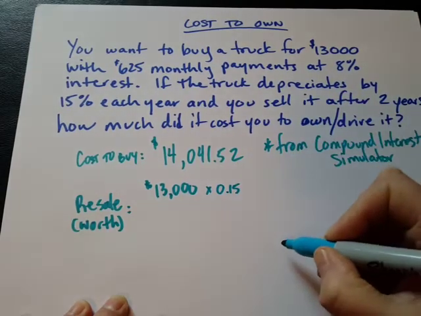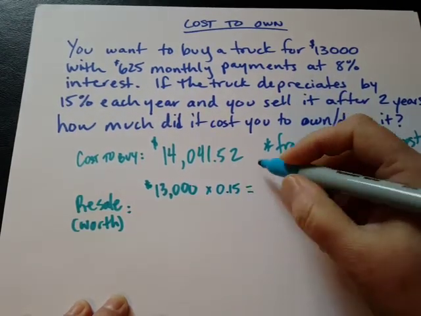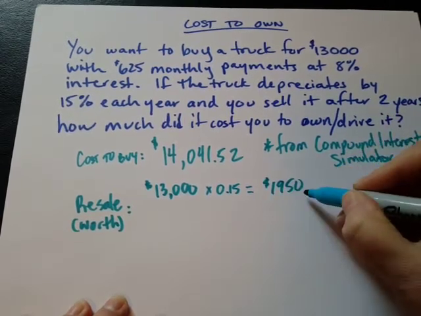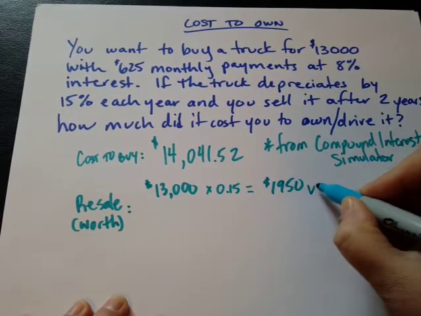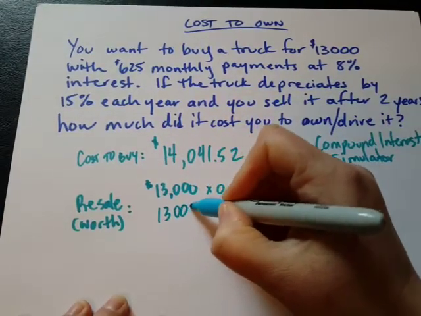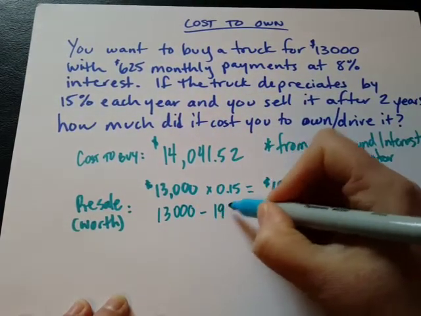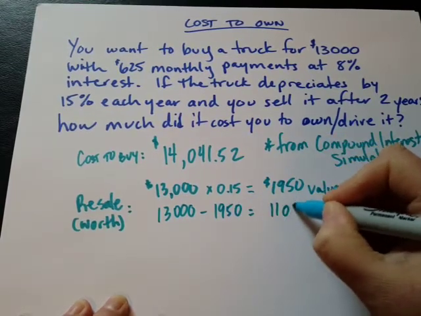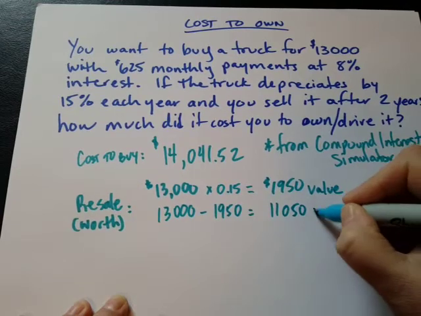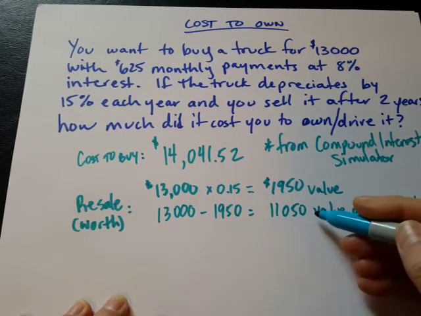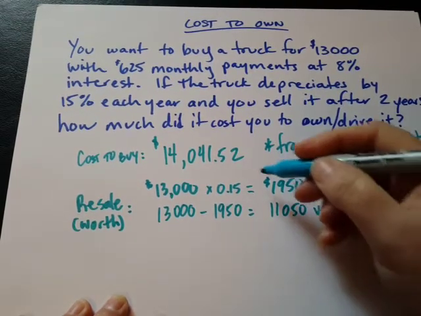So it's going down by 15%. So first we're identifying how much is 15%. So there's $1,950 worth of value at play here, and it's a depreciation scenario, so that is going to be subtracted off of it. So at the end of the first year, we could have resold it for $11,000.